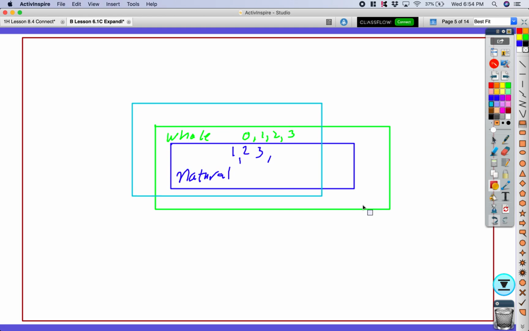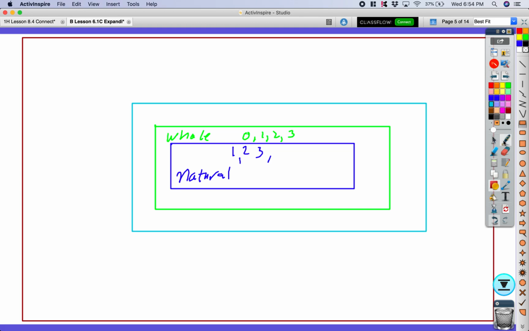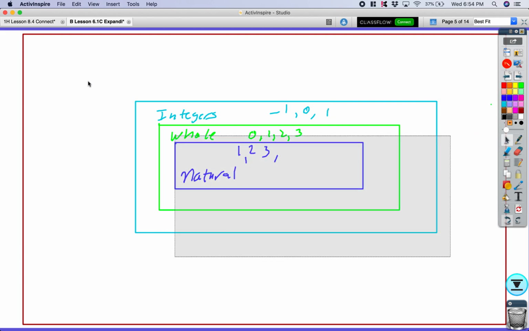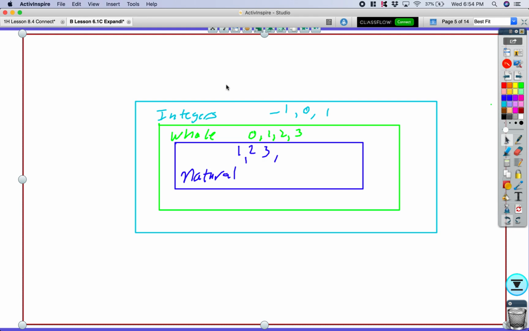We have integers. Integers is everything before it, like we already talked about. But integers include the negatives. Okay, let me slide this over really quickly. Sorry, let me freeze this.